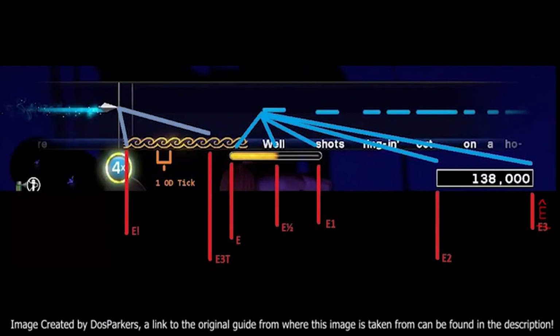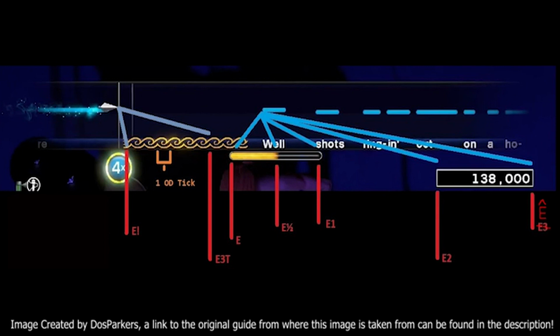E exclamation mark. Activate as early as possible to not chain. E exclamation mark exclamation mark. This is the same thing, but it can be very difficult to pull off. E 3T. 3 OD ticks before the next note. Just E. Next note hits the start of the OD meter, which is just default.